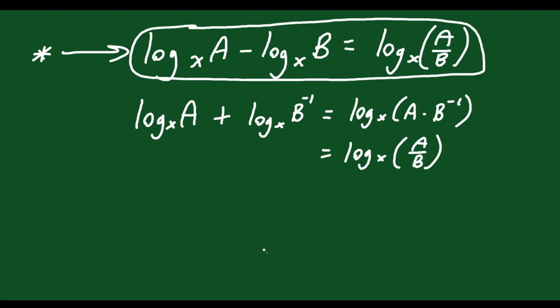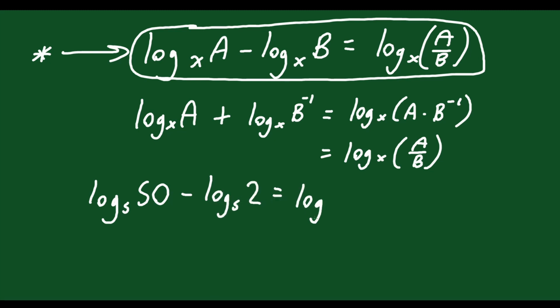Okay, and you could do an example of this, right? You could say that log base 5 of 50 minus log base 5 of 2 is equal to log base 5 of, well, what does this become? 50 divided by 2, so that's going to be 25. And log base 5 of 25 is just, 5 to the exponent, what gives you 25? Well, the answer is 2, right?